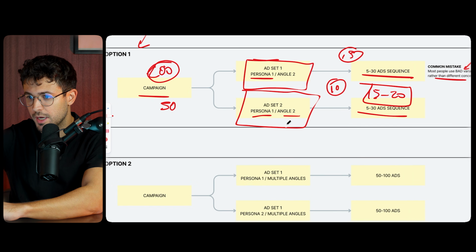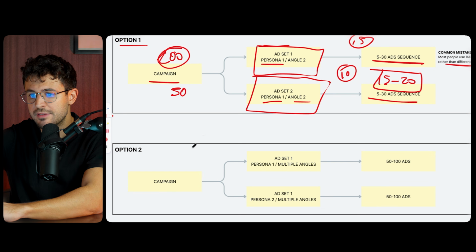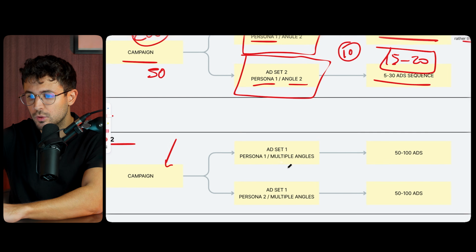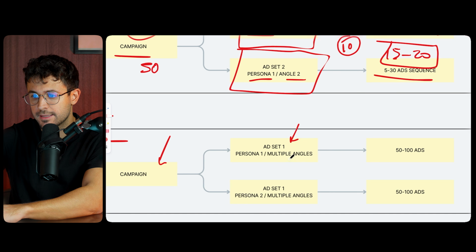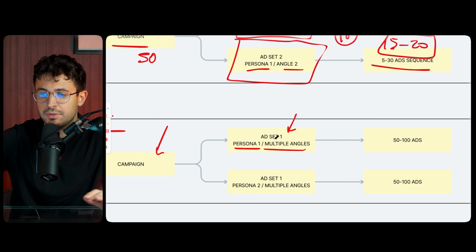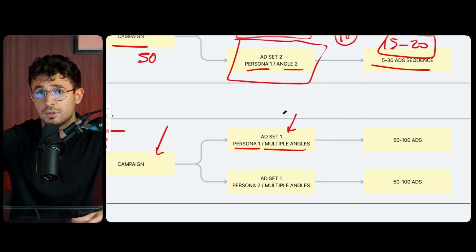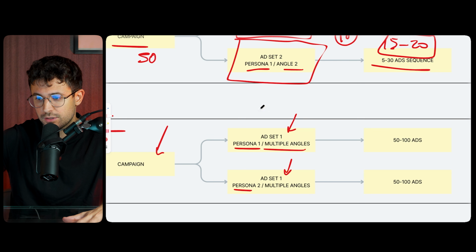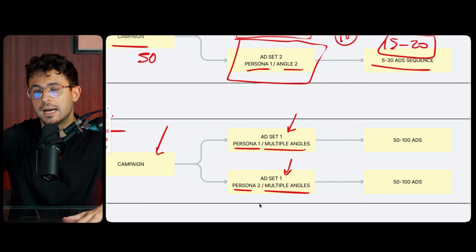Now, let's go back to the ad account structuring here. So this is the first option. And then you have the second option. The second option is having one campaign. And then you can have one persona per ad set, and then you have multiple angles under each ad set for the same persona. So rather than splitting and having different ad sets for the same persona with different angles, you have one ad set for each persona and multiple angles inside each single ad set.